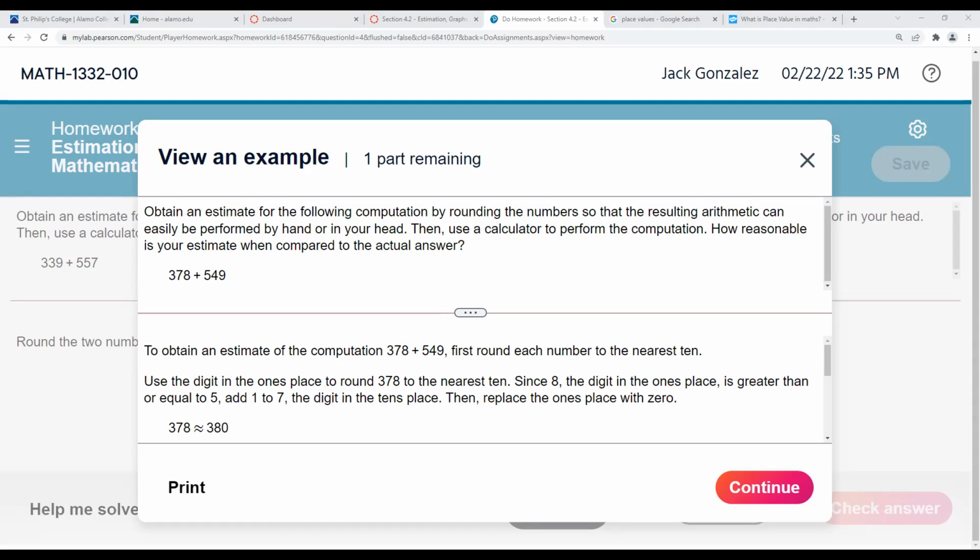93,100,000. For sure it is a 93, right? Add these together. Now we can check ourselves. They said to use the calculator, I guess. Check ourselves. So the whole idea is just to use rounding to make it easier to crunch numbers. That's all they're asking you to do.